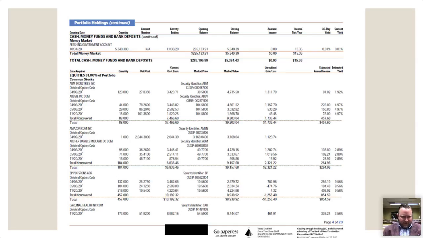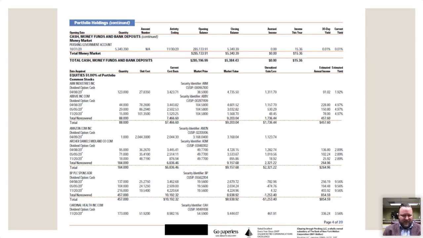So we have ABM Industries going down the left side, Amazon, BP, and let's use BP for this example, which is the bottom one. You can see BP, and we can see there's three different dates that BP was purchased in this account: April 8th, 2020, May 5th, 2020, and November 20th, 2020.